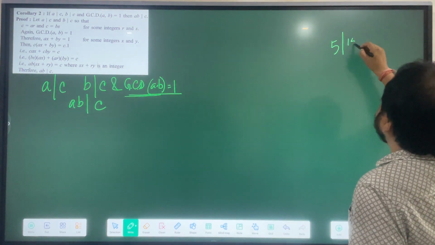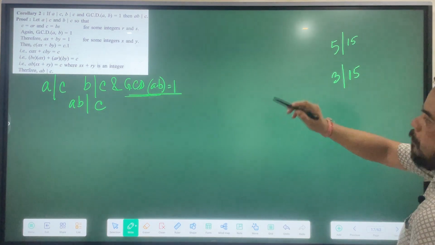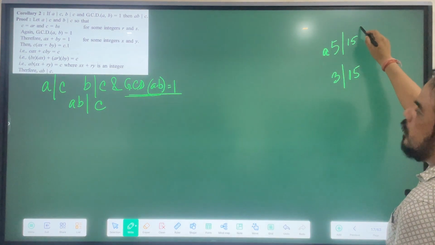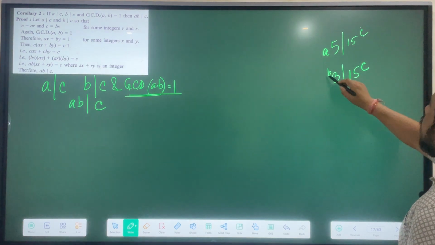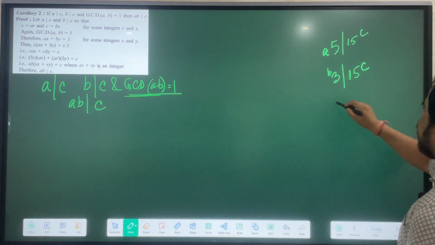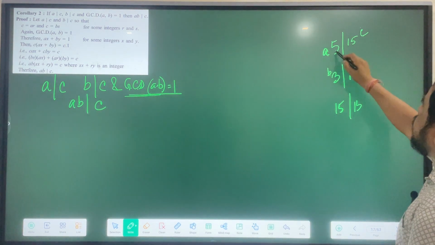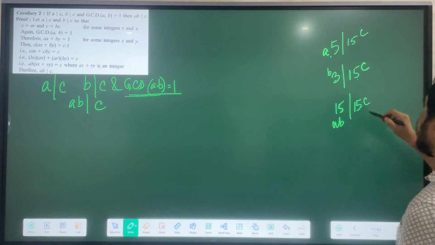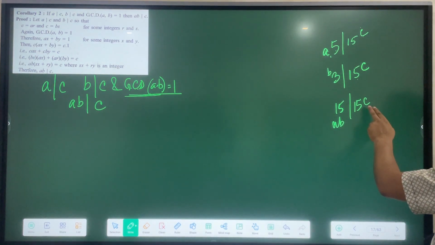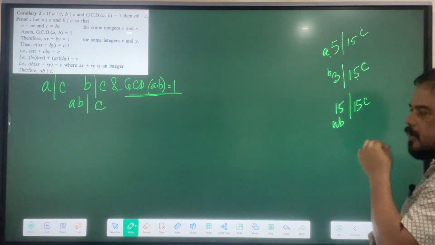5 divides 15. 3 also divides 15. So this is a, c, this is b, c. A divides c, b divides c. 5 times 3 is 15, which also divides 15. 5 times 3 is 15 means what? a into b. This 15 means what? c. So ab also divides c, because 5 and 3 both are prime. This is just an example I have given here to make you understand.